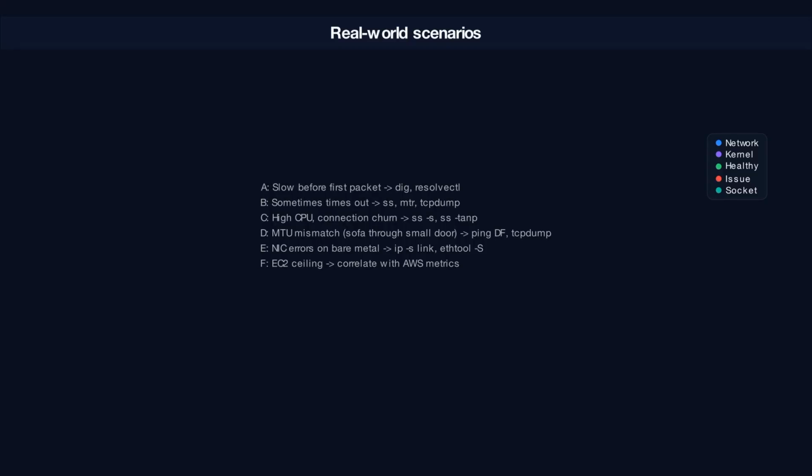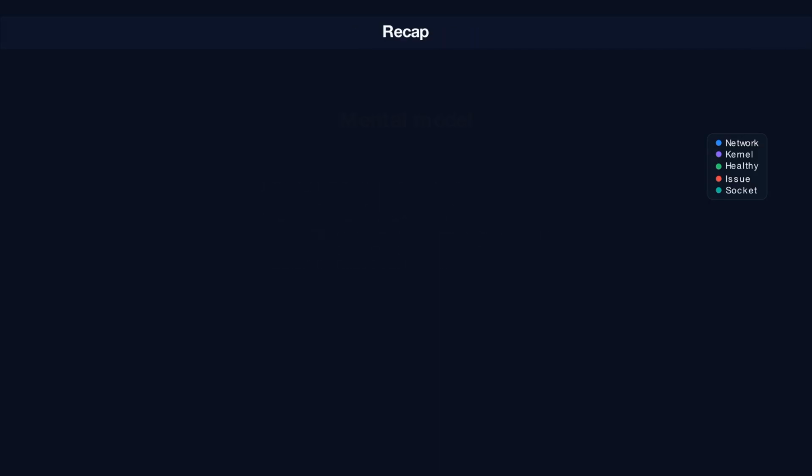Scenario A: slow app before the first packet. DNS lookup slow. Use dig or resolvectl. Scenario B: service reachable sometimes, then times out. SYN sent, path issue, firewall, or target overload. Use ss, mtr, tcpdump. Scenario C: high CPU blamed on the app, but actually connection churn. Huge time wait, poor keepalive or reuse. Use ss -s, ss -tanp. Scenario D: MTU mismatch. Path works for small packets, breaks for larger or TLS flows. Like a sofa through a too small door. Use ping with size and DF, tcpdump, mtr.